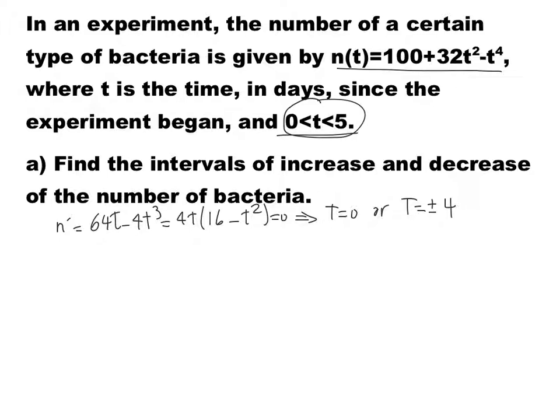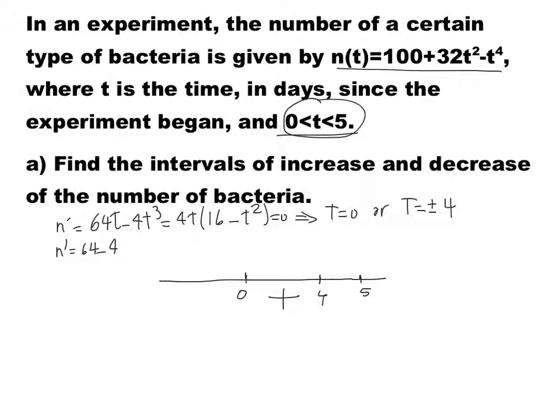So again, we are going to draw the number line. We know that 4 is one answer, and another one is 0. And the end of the interval is 5, so this is 5 here. Between 0 and 4, pick a number, let's say 1. So N prime becomes 64 minus 4, which is 60, a positive number. So we know that between 0 and 4 we are positive.